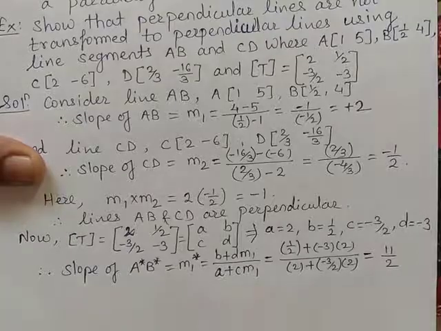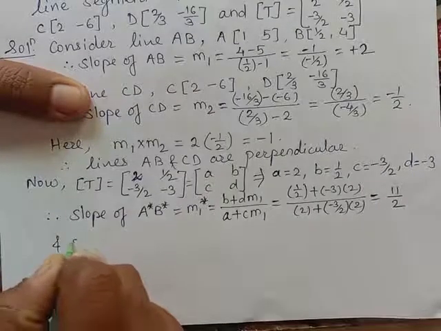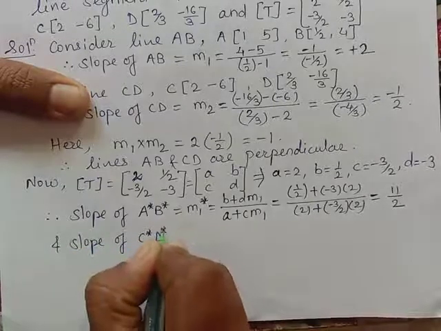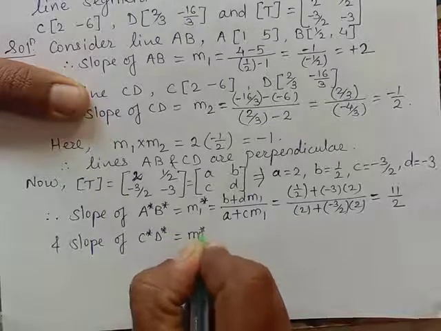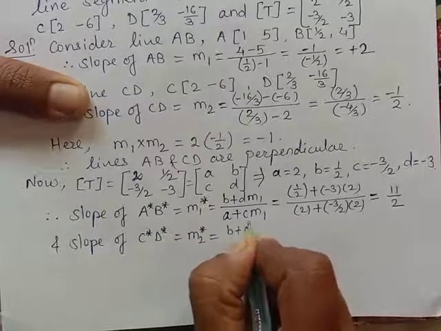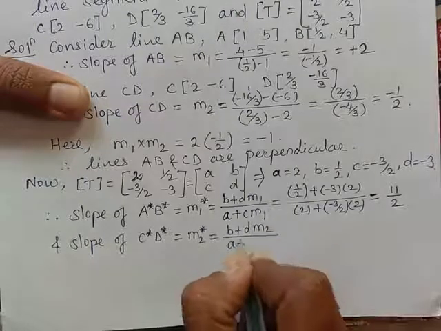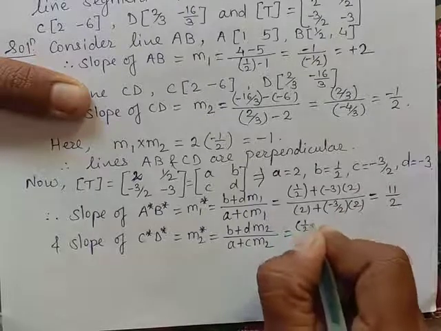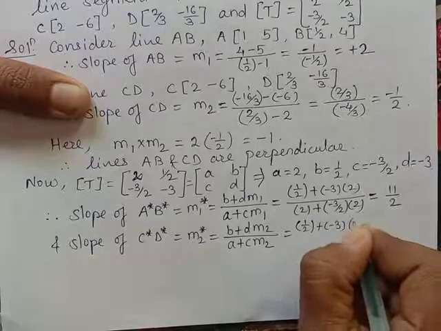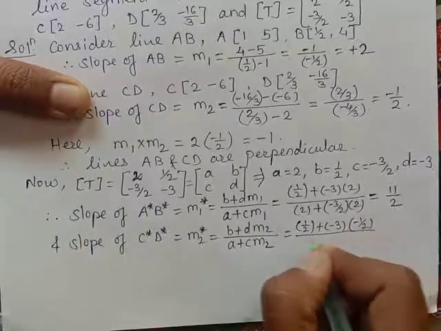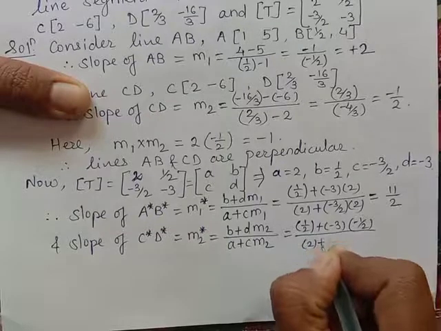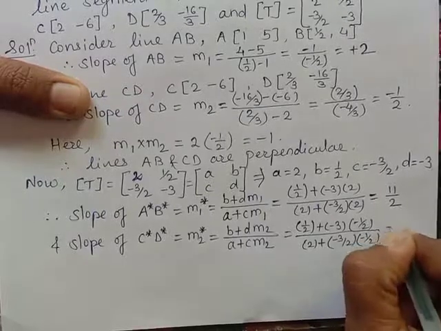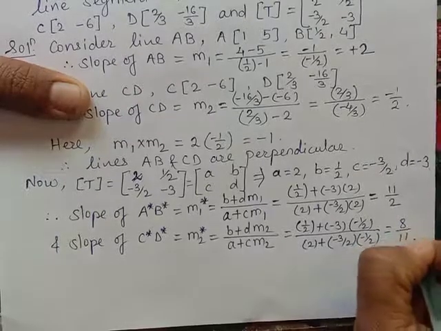Again, slope of C star D star, let it be M2 star, it will be (B plus D M2) upon (A plus C M2). So it is 1/2 plus -3 into minus half upon 2 plus minus 3 by 2 into minus half. And simplifying it, we get it is 8 by 11.